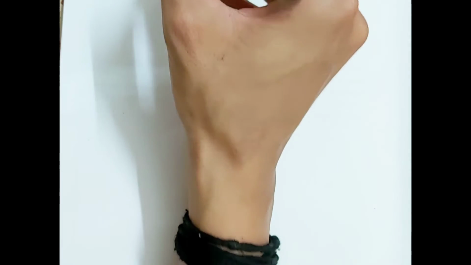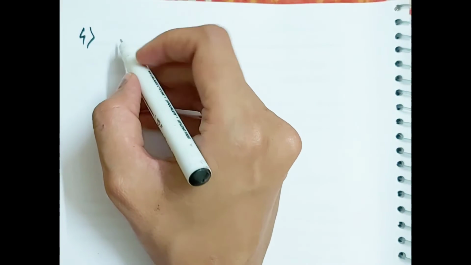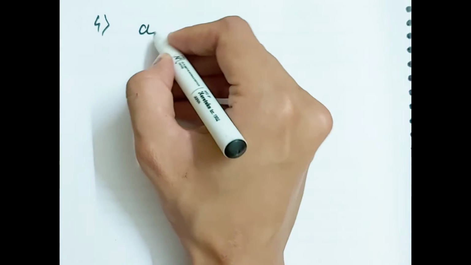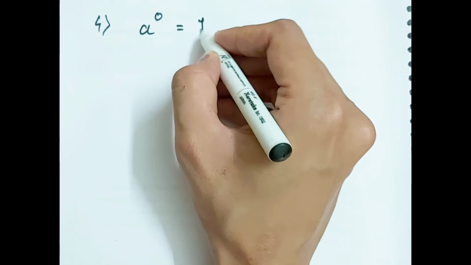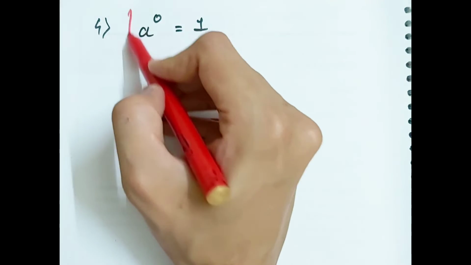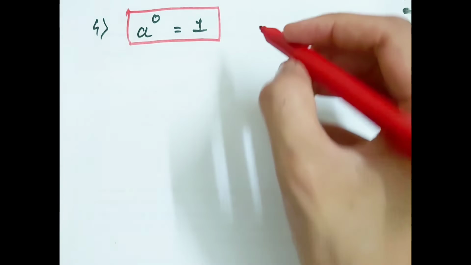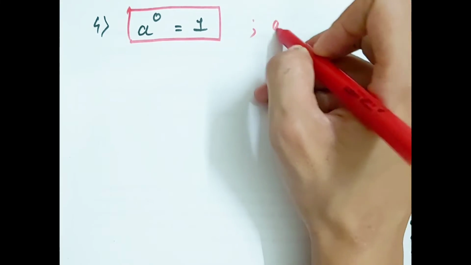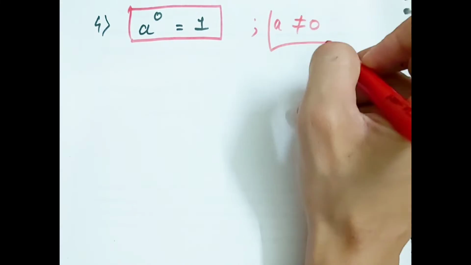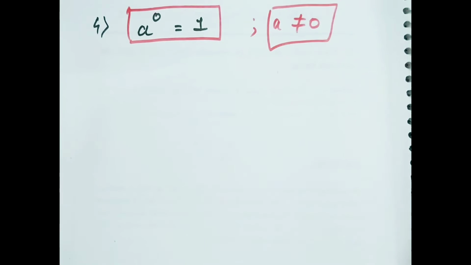So now let's look at the next one. This is also super easy, but this is very important, very important. I cannot emphasize enough on this one. So it says a to the power of 0 is equal to 1. So basically anything raised to the power of 0 is going to get you a value of 1. The only condition is that a cannot be equal to 0.